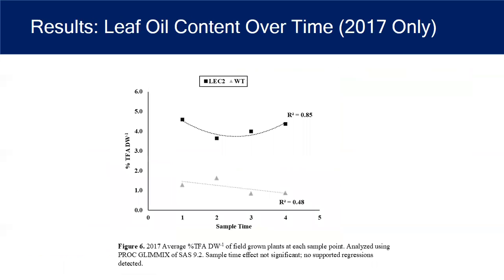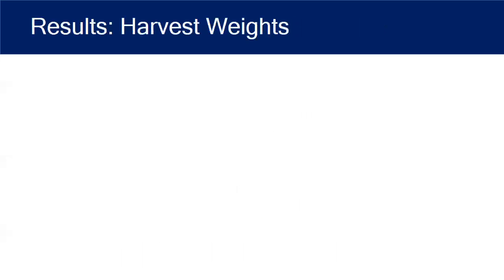In 2017, that was the only opportunity that we had to take intermittent tissue sampling to monitor oil accumulation. Again, 2017 was not the ideal year. More or less, the oil would drop somewhat in the middle of the season during the high temperatures and came back on average in the LEC2 or transgenic line. And oil is always at or below 2% in the wild type line at every single sample point.